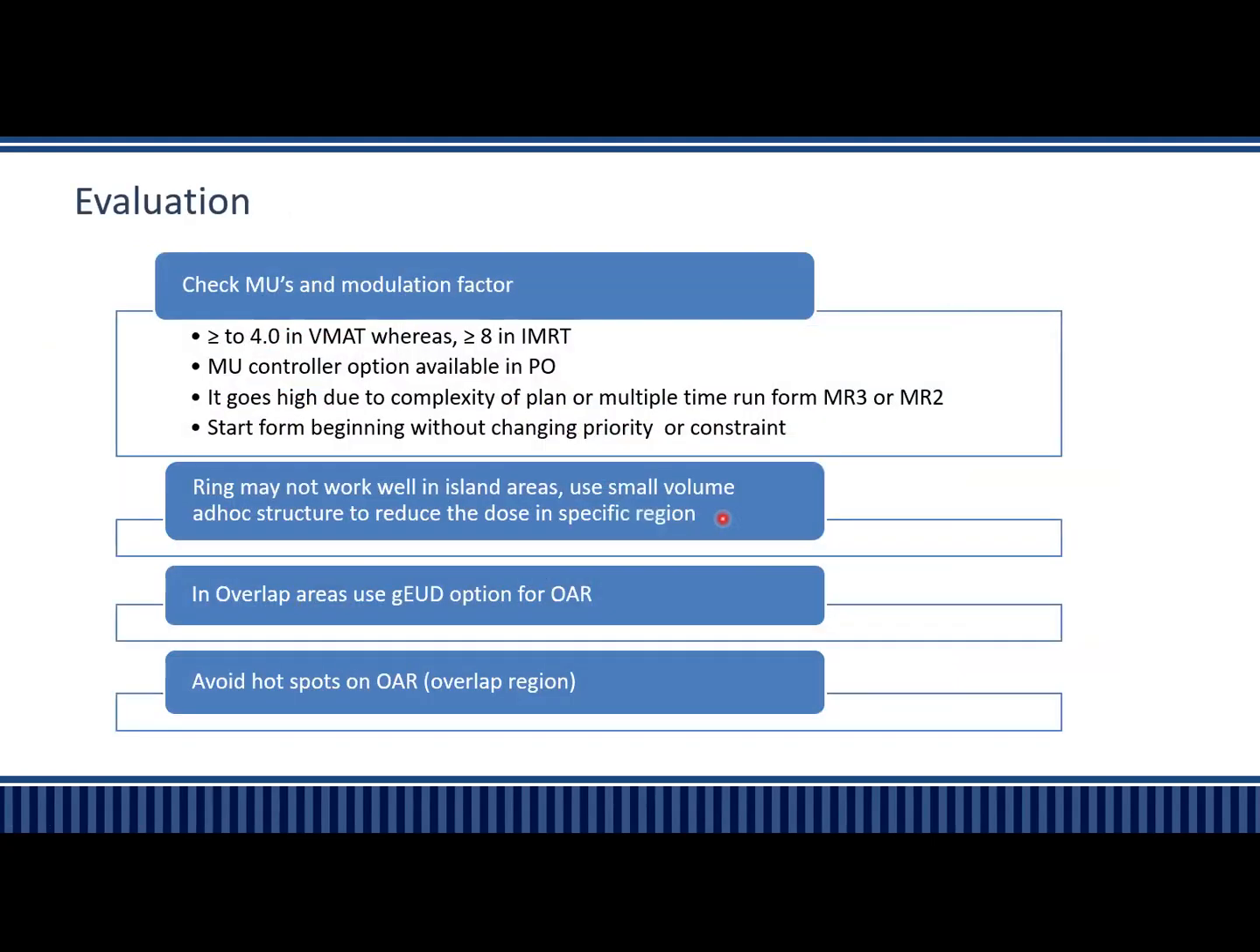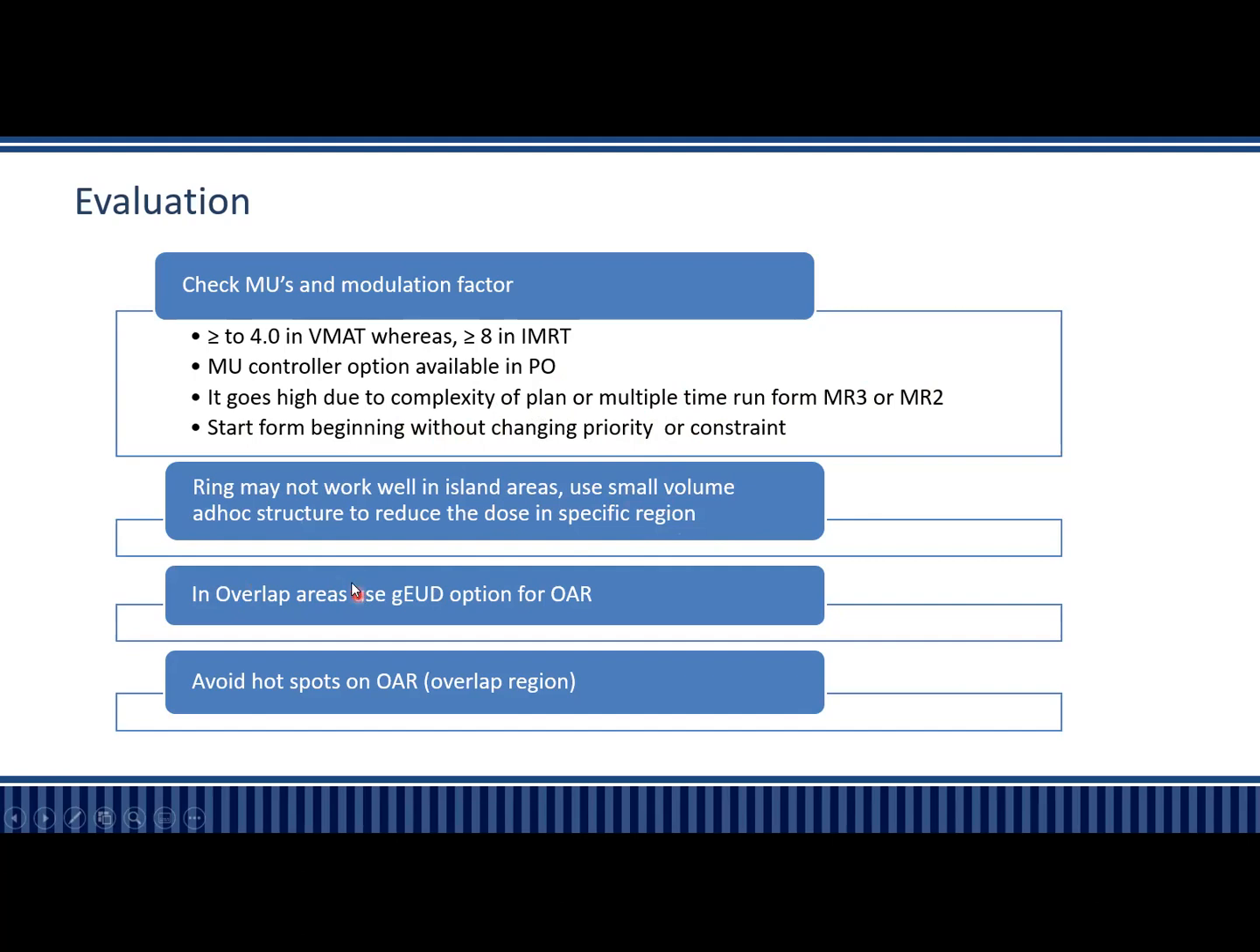Evaluation: check MUs, and the modulation factor should be less than 4 in VMAT, whereas less than or equal to 8 in IMRT. The MU controller option is available in PO. MUs go high due to the complexity of the plan or multiple runs from MR3 to MR2. So starting from the beginning without changing the priority or constraint will be a better thing to do. Rings may not work well in island areas. Use small-volume ad hoc structures to reduce the dose in a specific region.